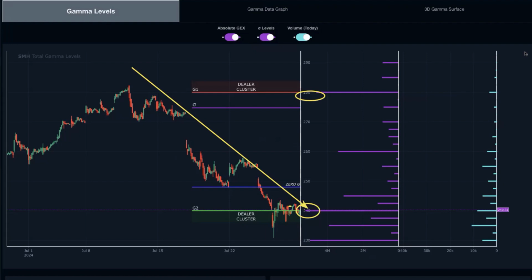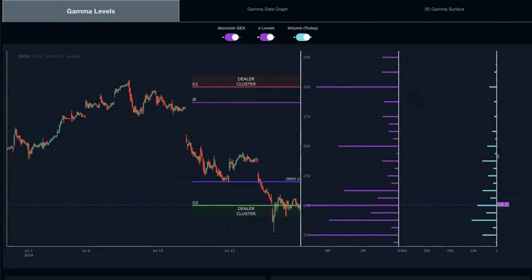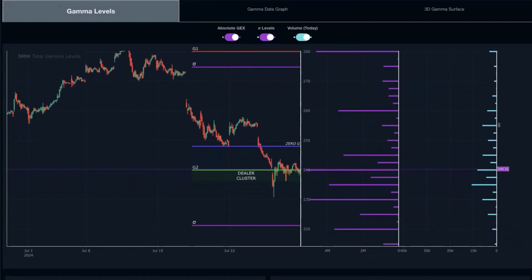What's interesting though is we are seeing continued gamma exposure concentration at the 230 strike and lower. We just drag our chart up here a little bit. We can see that there are concentrations continuing even below the 230 strike, down here at 220 and even further below. And so this is just telling us that market participants believe there is further downside to go in semiconductors.